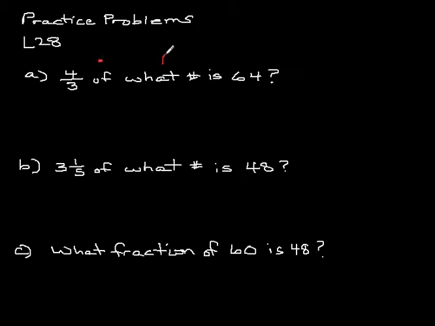So we say 4/3 of is times. We don't even need to write the little dot. Of what number? That would be n. This is assumed that they're multiplied together. Is equals 64. So do you see how we translated from English into algebra?